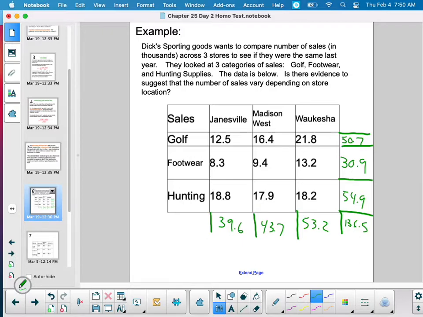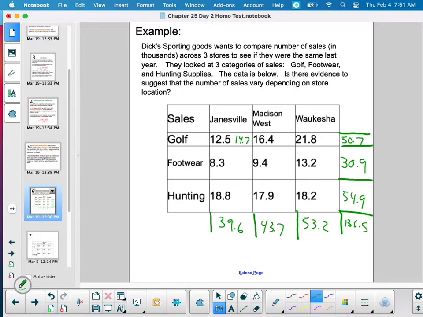To find my expected values, here's the trick. For each cell, you take the row total times the column total divided by the grand total. So 50.7 times 39.6 divided by 136.5. I have an expected value of 14.7 right there. And we do that for every single cell.